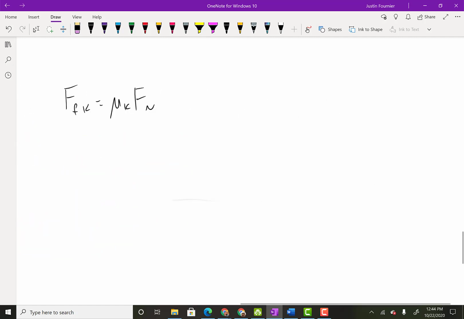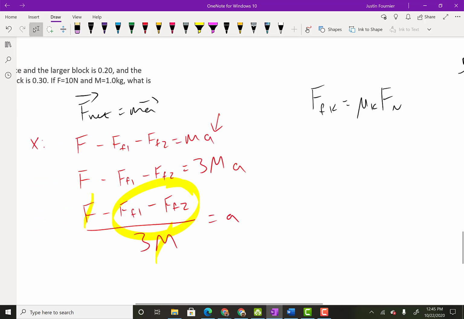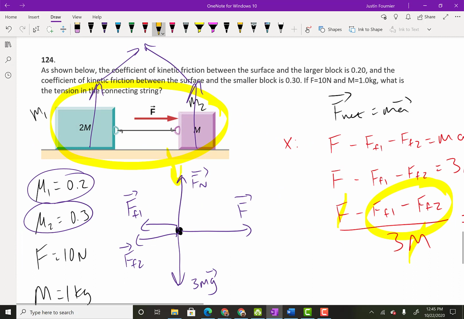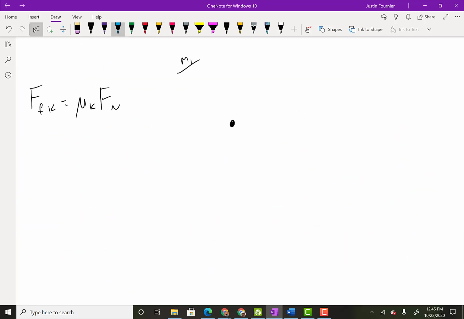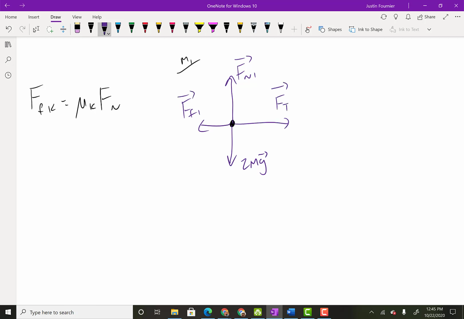All right. So I'll do this on a separate occasion over here. This is block M, this is M1. Let's start there. Now if M1 was my object, what would a free body diagram look like? It would be the normal force, I'll call this Fn1, and then down here would be 2mg. That's the weight. You've got the friction force, that's Ff1, and then you've got the tension force, Ft, which is what I'm looking for.